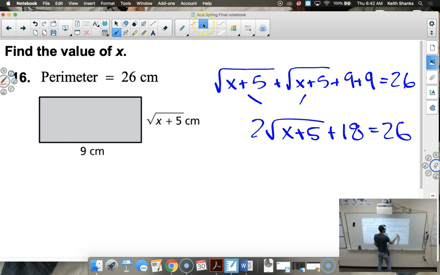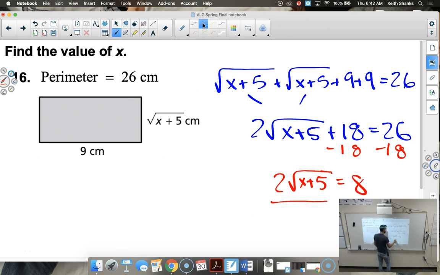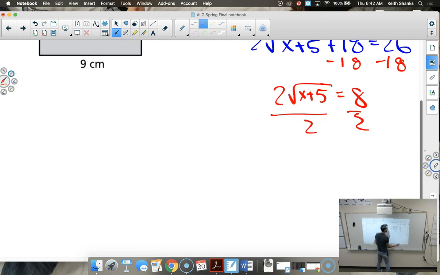So I'm going to subtract my 18 first. So you get 2 times the square root of x plus 5 equals, we have a total of 8 there. I'm going to divide by 2, divide by 2. So you have x plus 5 inside of the square root equals 4. And then I would square both sides.